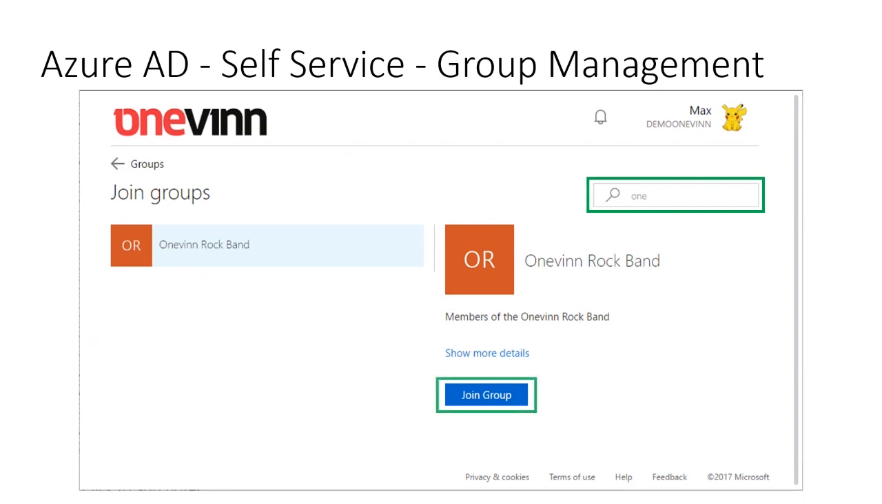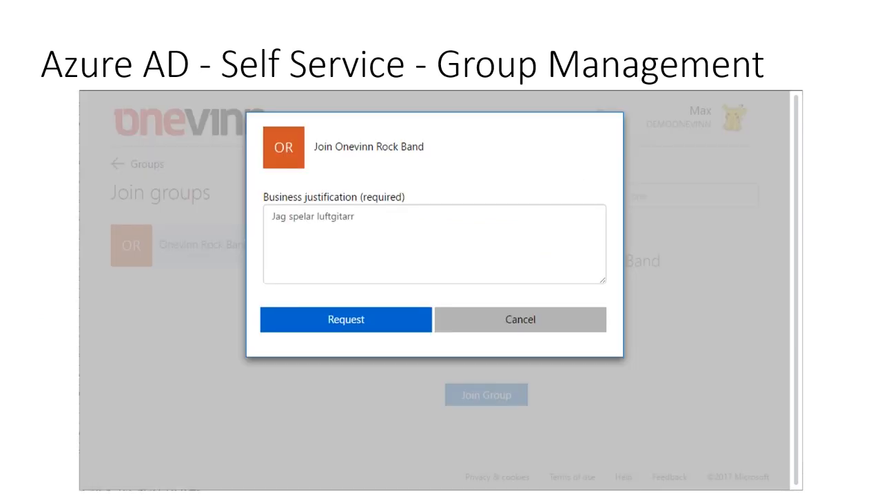And when I click the join group button, this group has been configured to not allow access right away. We have an approval workflow for this specific group. So I need to enter a justification here. And here it says in Swedish, I play air guitar. So this is Max's reason to join this group. And just click request. You will get an email saying that you did this request.